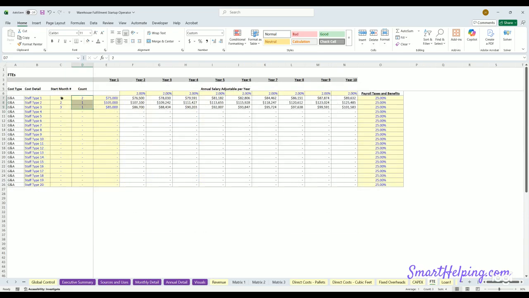Full-time employees, pretty simple. Start month, the count, annualized salary. You've got payroll tax and benefits up here, and annual increase.